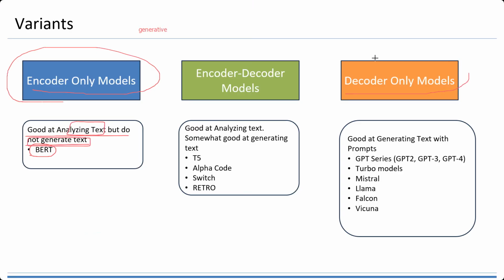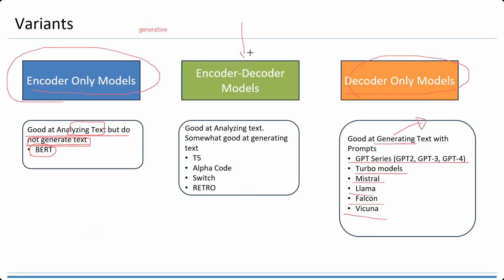For the decoder only, it is good to generate text. When you are asking something, the model can generate the text, so GPT is good. For other kinds of models, you can look in Hugging Face. There are Turbo models, Mistral, Llama, Falcon, Vicuna, and so on.